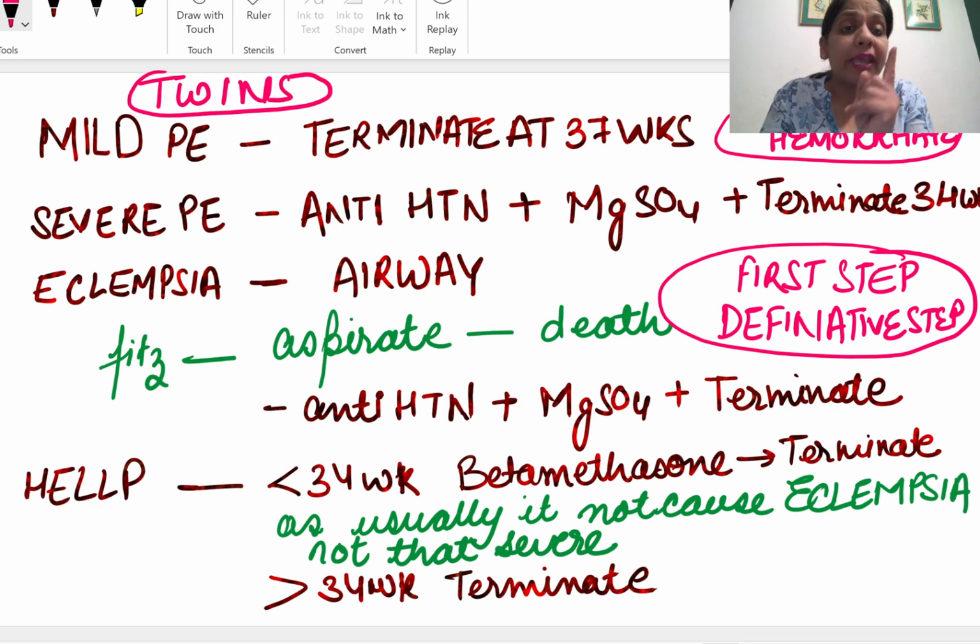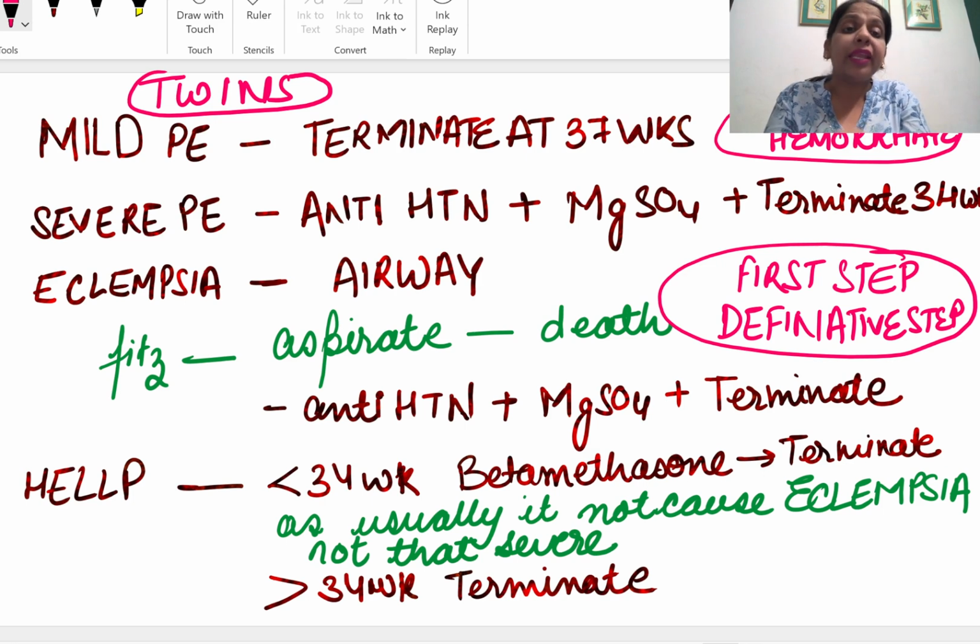So the first step in eclampsia is, as the fits occur, let us first remove the danger of aspiration by maintaining the airway. Whenever they ask you about eclampsia, please see what they are asking you. First step, important step, both are maintain the airway, because if that patient aspirates, the patient will die.